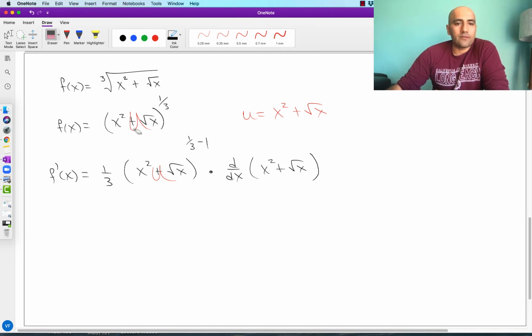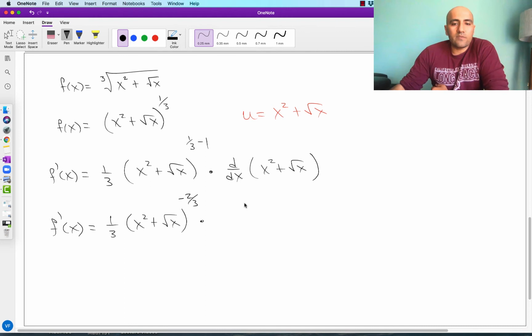Okay, so let me erase this guy and this guy. All right, so then f prime of x is equal to 1/3 (x squared plus the square root of x) raised to the power of negative 2/3, times, and now this is going to be the derivative with respect to x of x squared. That's going to be 2x plus, and now remember, we can think of the square root of x as x to the power of 1/2. So we'd want to do our power rule there.